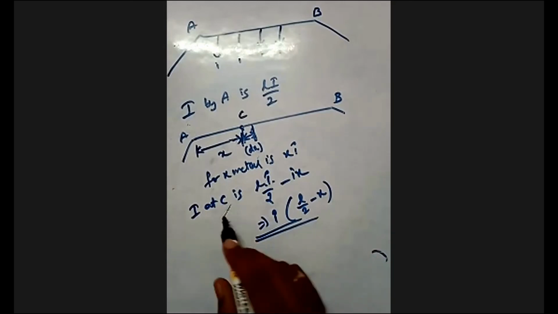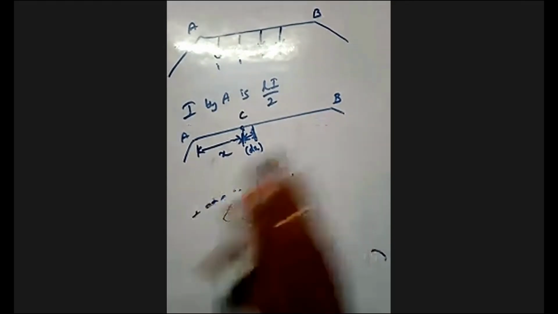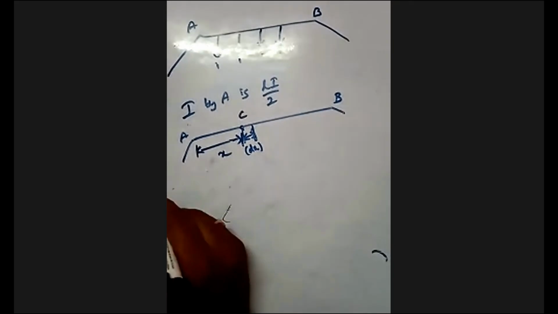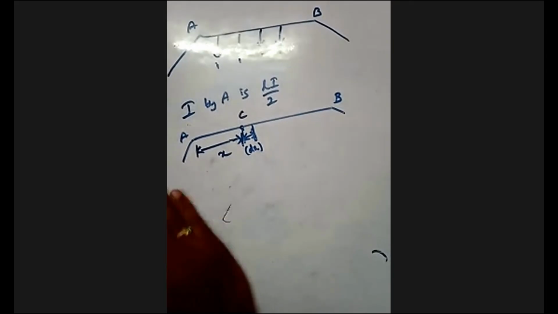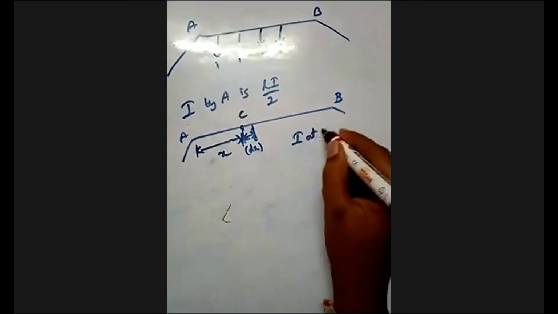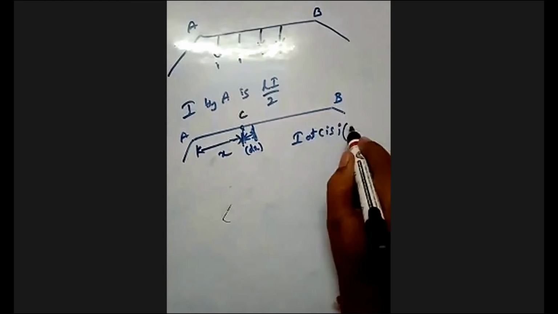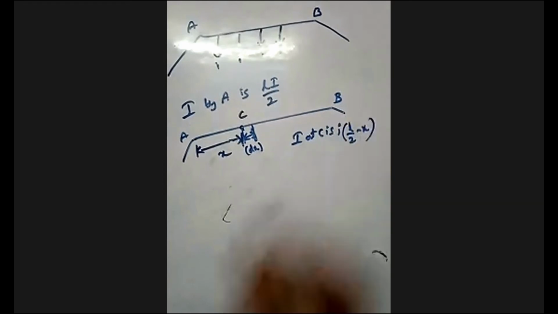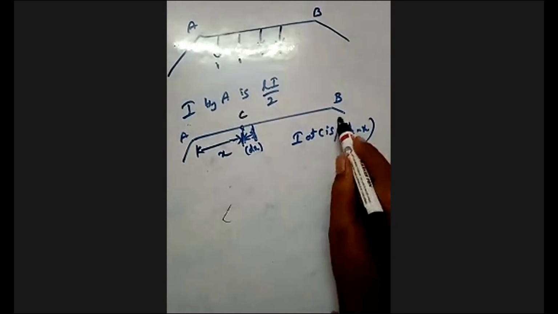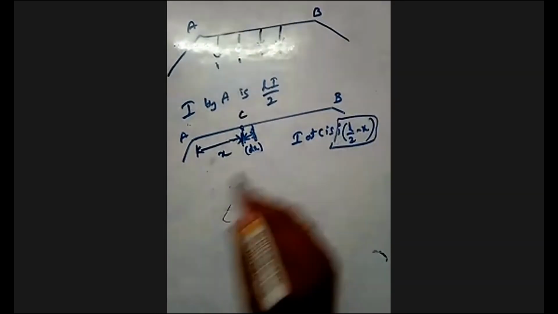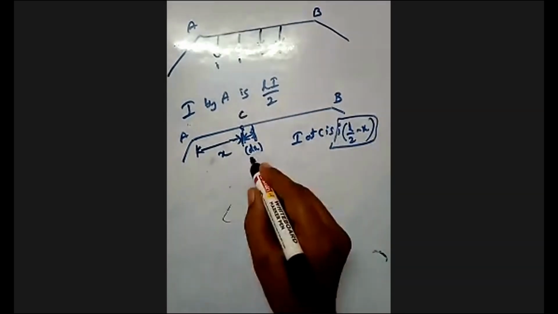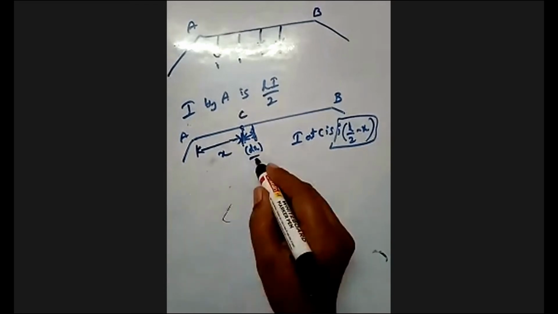So the current at C, I will write here, is I into L by 2 minus x. This is the current. Now at C I am taking a small distance dx.